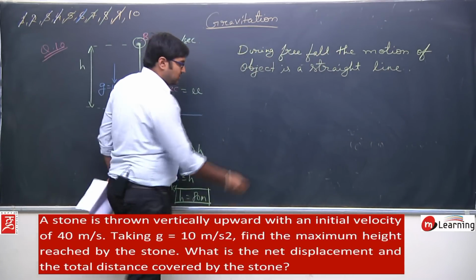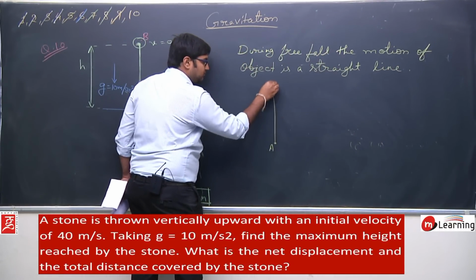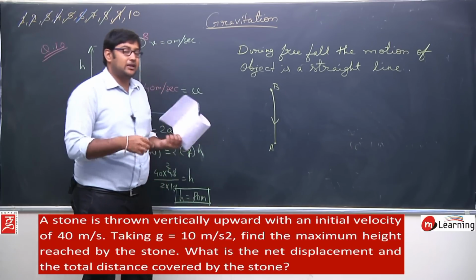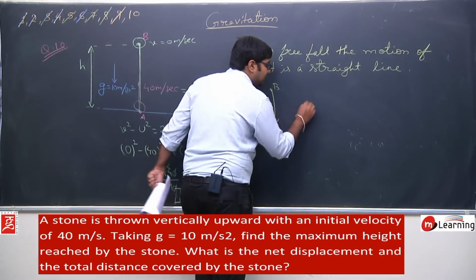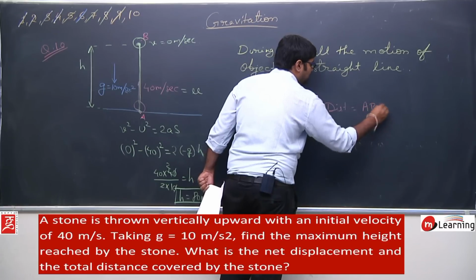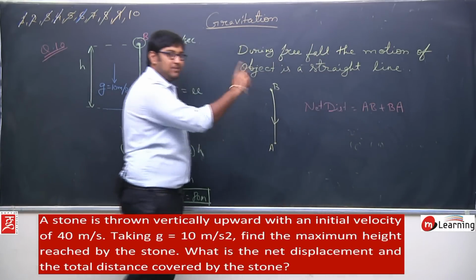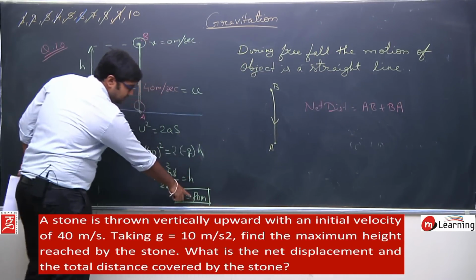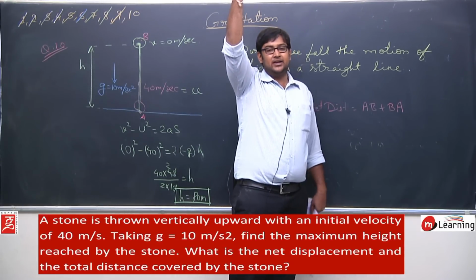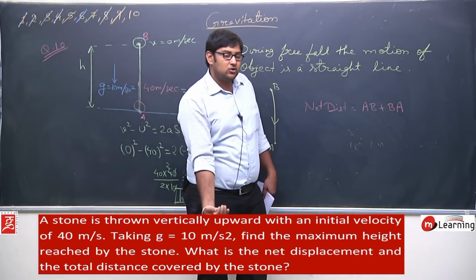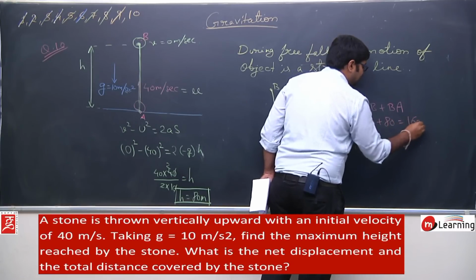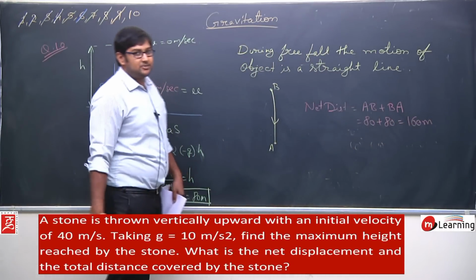Okay, so it means if I throw an object from point A, it will reach point B and start falling from the same point, and it will again reach point A. So if I talk about the net distance that the object has travelled, net distance is equals to AB plus BA. AB is equals to 80, recently we have calculated, so BA will also be 80. The height that it has achieved, the maximum height, it will start falling from that point to the ground, so it is 80 plus 80 equals to 160 meters.